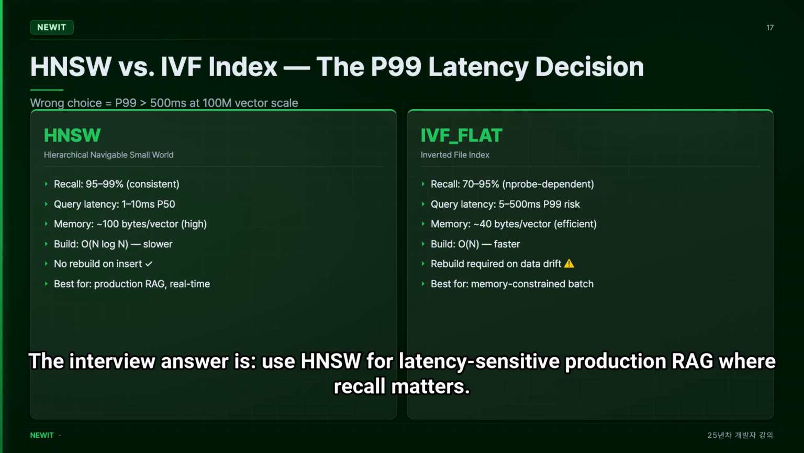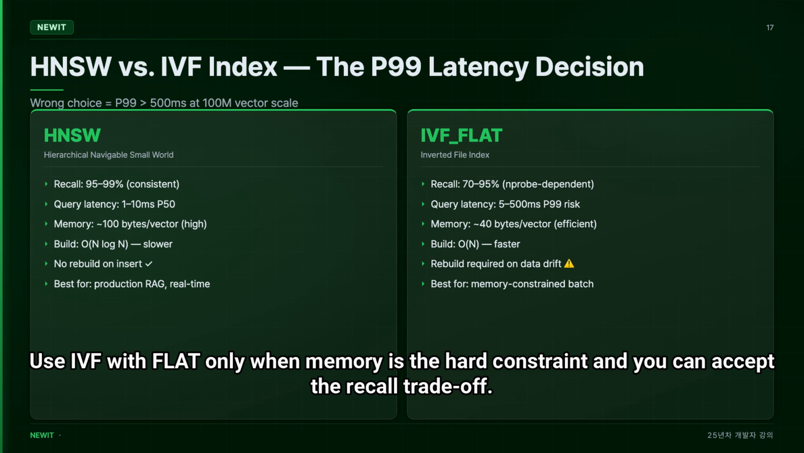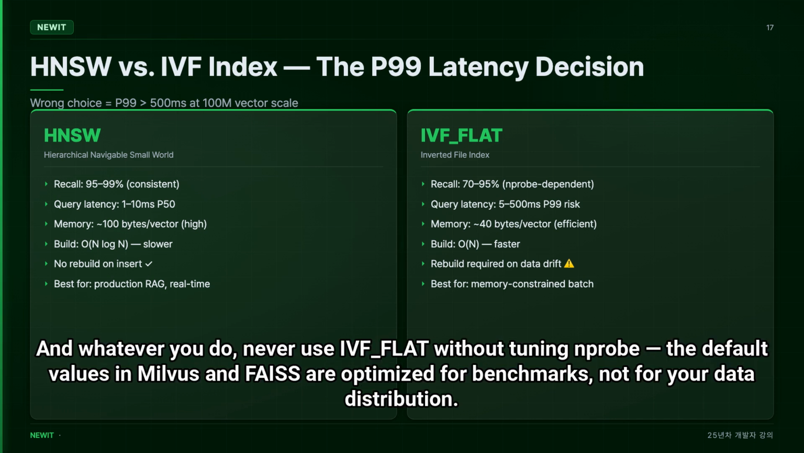The interview answer is, use HNSW for latency-sensitive production RAG where recall matters. Use IVF flat only when memory is the hard constraint, and you can accept the recall trade-off. And whatever you do, never use IVF flat without tuning nprobe. The default values in Faiss are optimized for benchmarks, not for your data distribution.